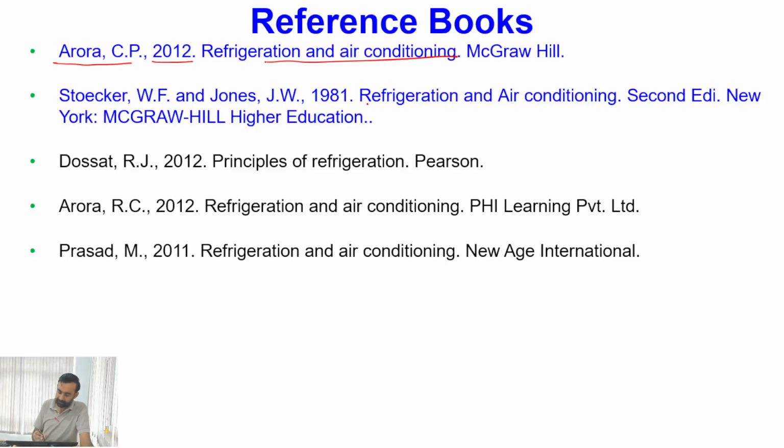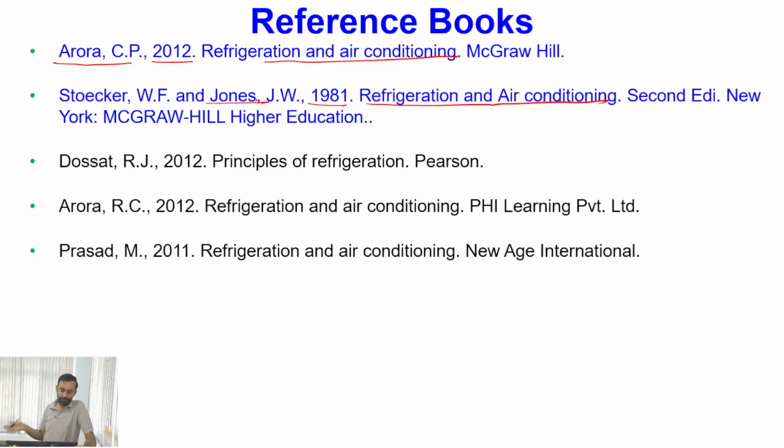Then we will be referring to another book, Refrigeration and Air Conditioning. Of course, this book came long back in 1981, but we will try to see its latest edition, and we will follow that. This book is authored by Stoker and Jones. These are the books which I will mainly be following in this particular course.